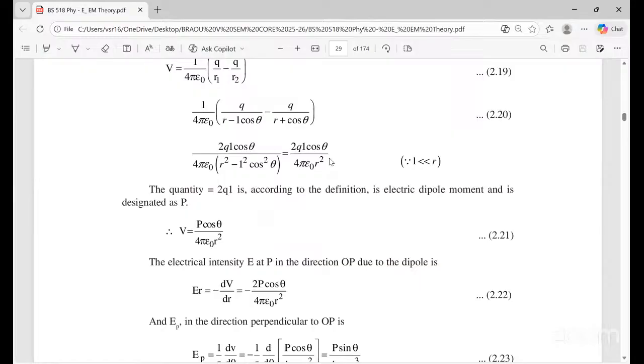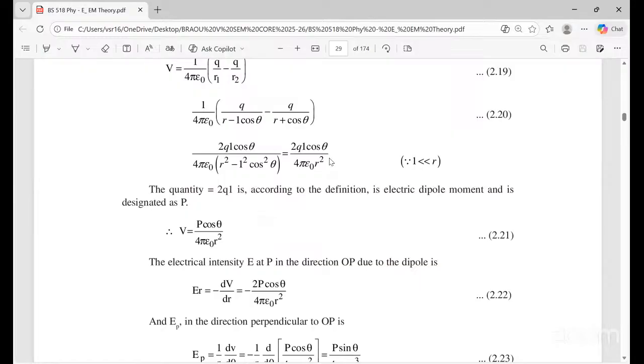Some textbooks may represent it as 2A into L, whatever it may be. But according to the definition, you need to denote 2Q into L, the product of the magnitude of the charges and the length, as the dipole moment. So in this equation you can easily substitute P in place of 2QL: P cos theta by 4 pi epsilon naught R square.